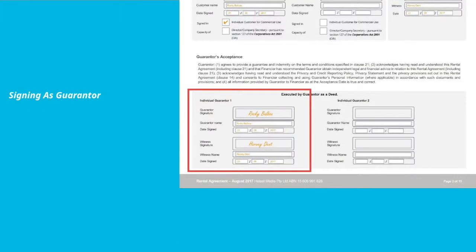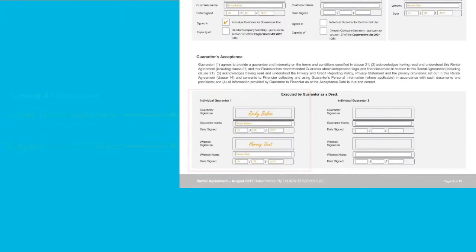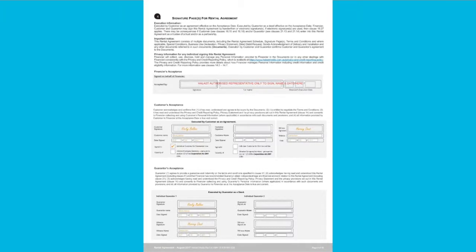The guarantor acceptance. Remember, whoever was entered as a guarantor on page 2 must sign here. The sole trader will sign, including their name and the date signed. You will again sign as witness. As you can see, for a sole trader, they sign in each section.